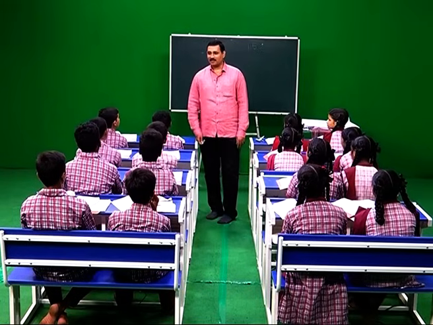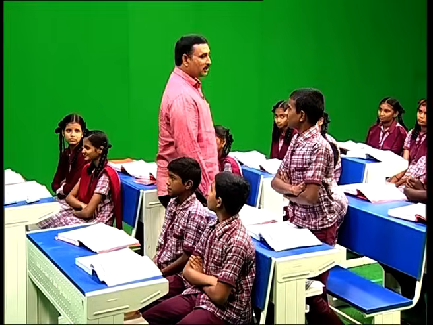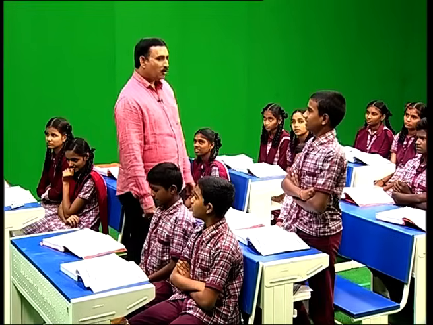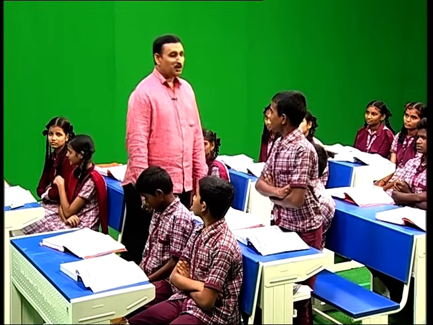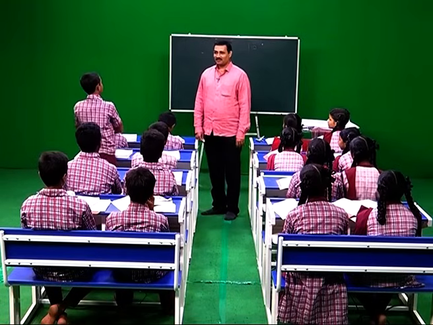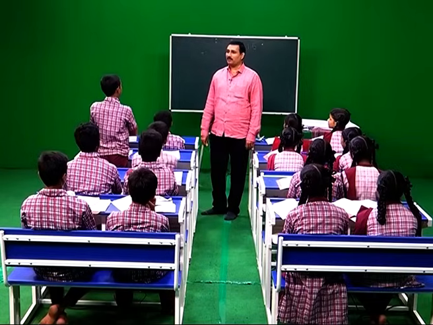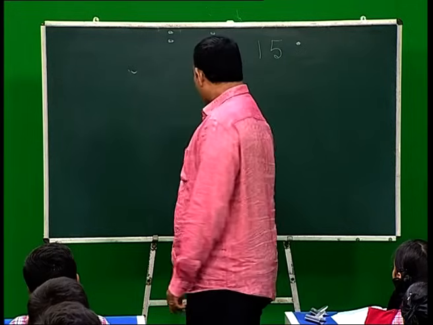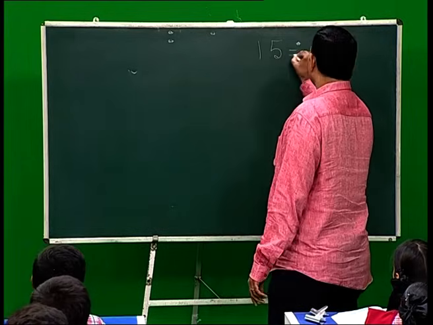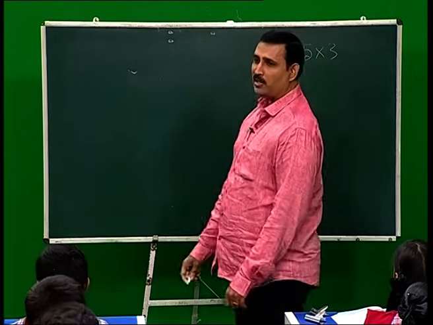Yes, Nagendra? 15, how can you express it as a product of two numbers? How do you get 15? In which table do you get it? Try to recollect. 5 table. Okay, 5 times how many times? 3 times. So we can say 15 is equal to 5 into 3.